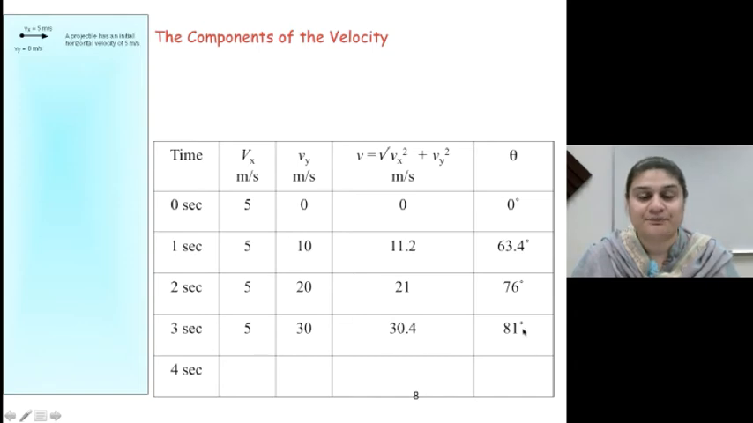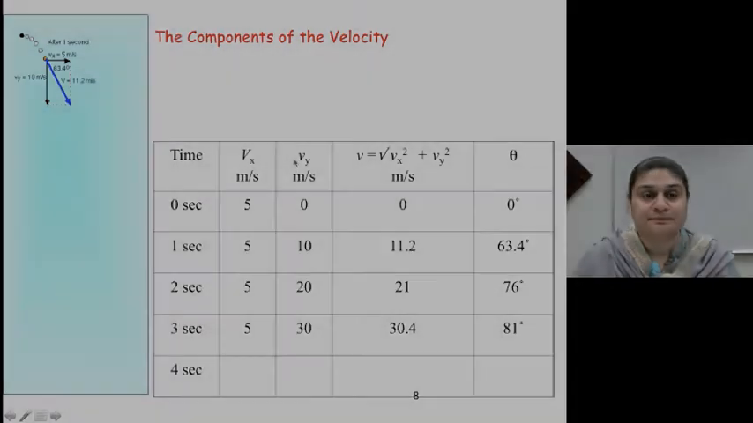Now, homework. Pause this movie right here and go solve for t equals 4 seconds. What are the formulas that you are going to need to calculate Vy?